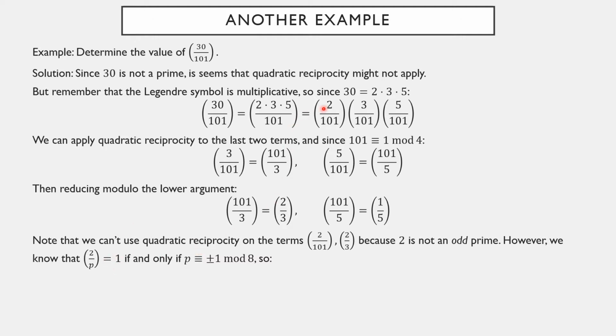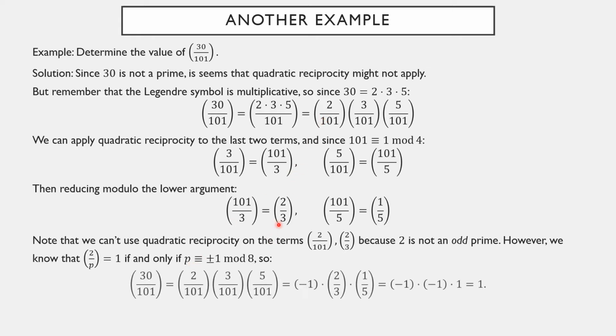So 2 by 101 and 2 by 3, I can attack by asking the primes 101 and 3, what are they equivalent to modulo 8? Well, modulo 8, 101 is equivalent to 5, and 3 is equivalent to 3. So the Legendre symbol 2 by 101 is -1, because 101 is equivalent to 5 modulo 8. The Legendre symbol 3 by 101 we determined is equal to the Legendre symbol 2 by 3. Now that I have 2 over a prime, I ask, what's this prime equivalent to mod 8? Was it plus or minus 1? No, it was not. Therefore, this Legendre symbol is also -1.